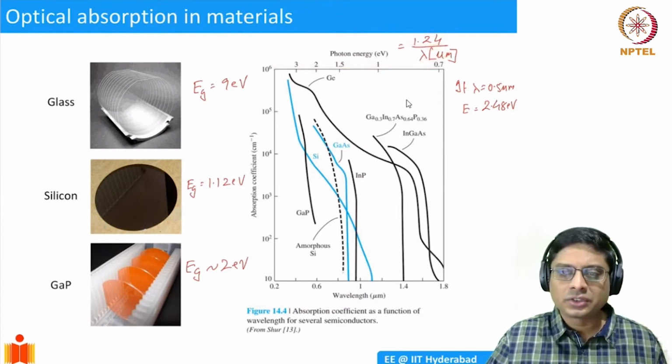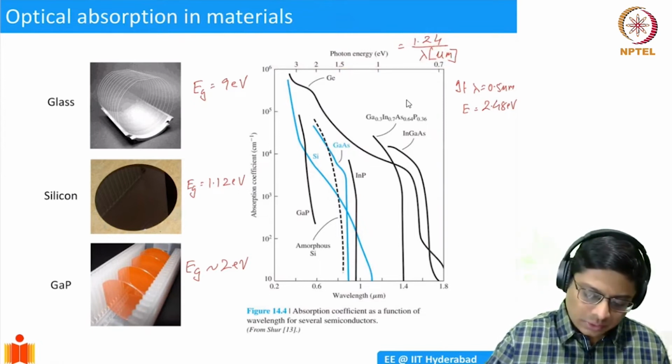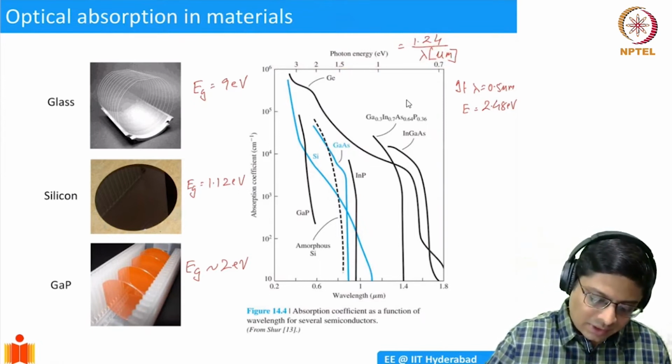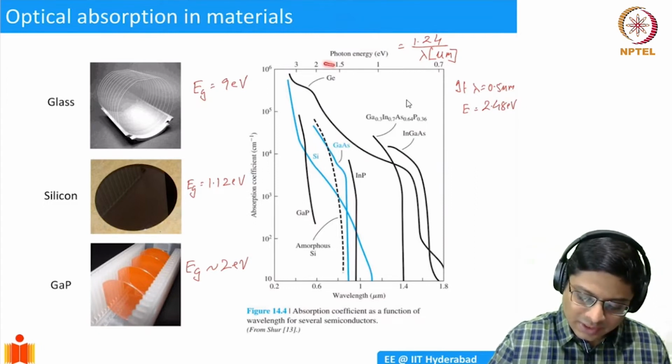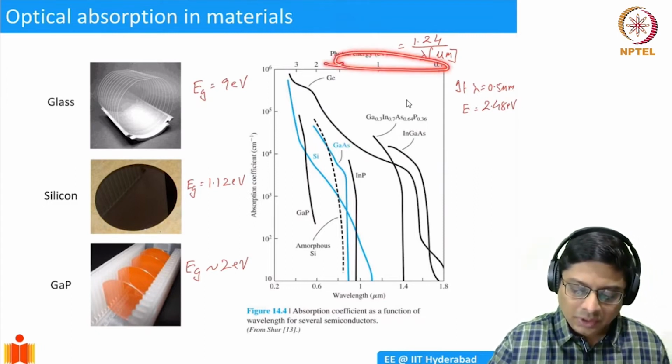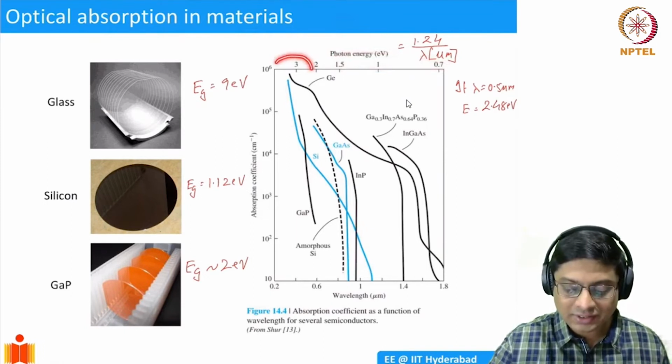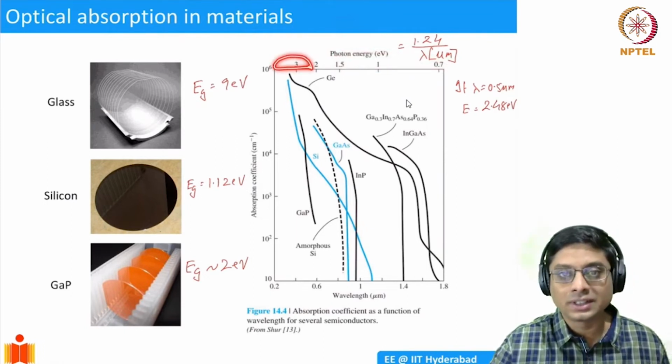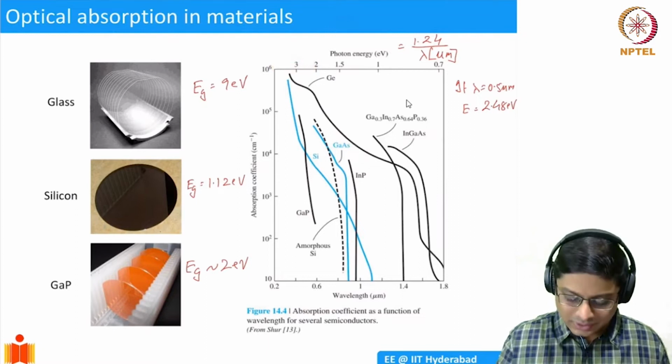So if the energy is 2 eV, on this scale, if the energy of the photon is anywhere here, it will get transmitted. Only the photons which have energy greater than this will get absorbed in the gallium phosphide. Okay, so that's what is happening.